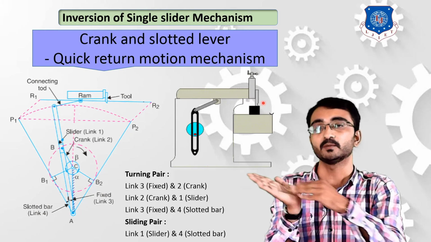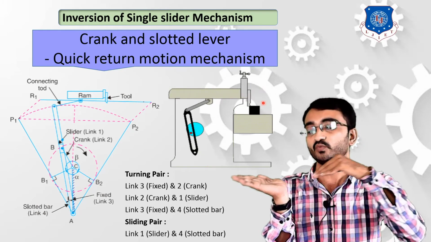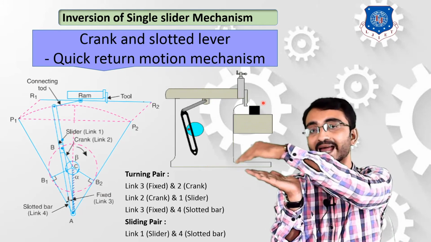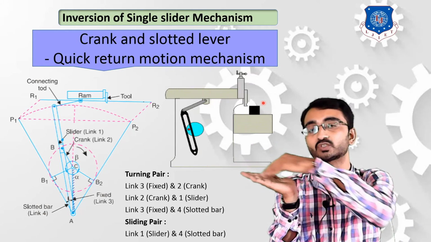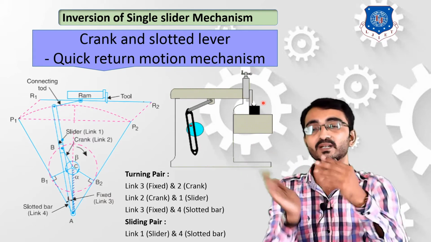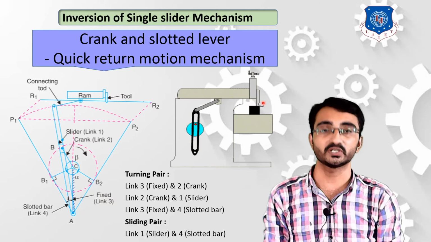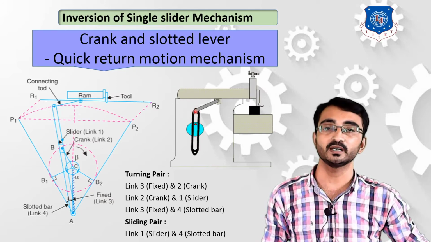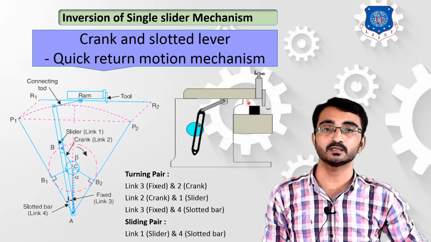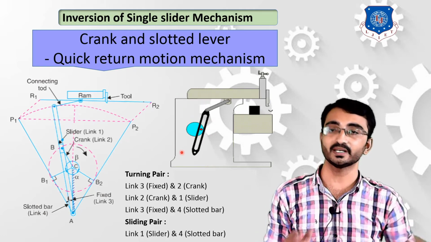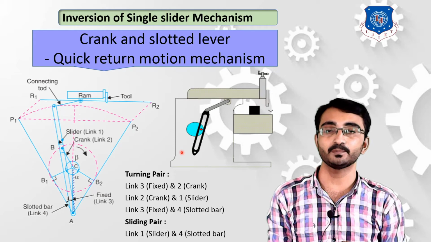So over here, by using this type of mechanism, we can remove material on the forward stroke, and on the return stroke, which is an idle stroke, you will reduce the time, and that will help you to reduce the power consumption as well as the machining time. You can see that this type of mechanism will help you in machining operations. Now let's identify the turning and sliding pairs in this mechanism.